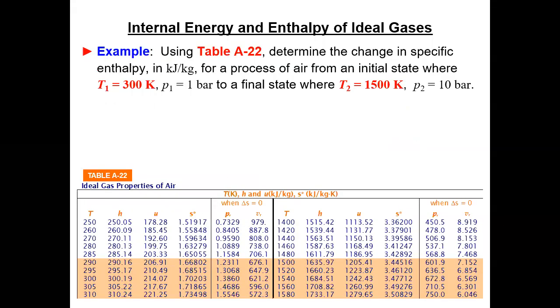Oh yeah, he's going to work a problem for you here. I forgot. Using table A22, that first one we looked at, determine the change in specific enthalpy, in kilojoules per kilogram, for a process of air from an initial state of 300 K and 1 bar to a final state where T2 is 1500 K and the pressure is 10 bar.